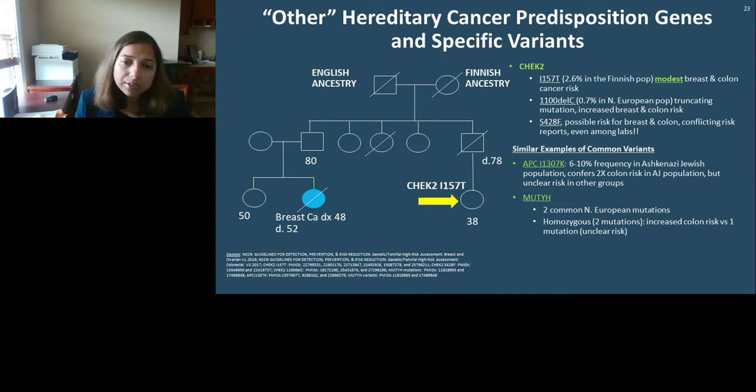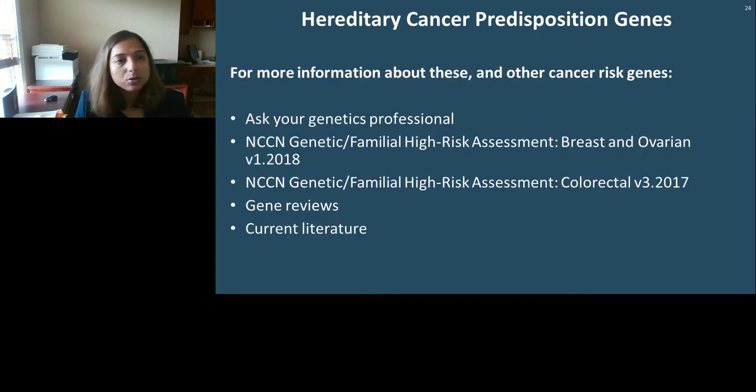CHEK2 is now included in most multi-gene panels, and it gives rise to modest breast and colon cancer risk. There are specific types or locations of mutations where you can define a difference, even within the CHEK2 mutations, in the expressivity of it with the cancers and the likelihood of cancer development. CHEK2 is one of the genes where consideration is being given to polygenic risk scores, which is a topic that really can't be covered in a short talk such as the one we're doing today. And then MUTYH is an autosomal recessive condition with colon polyposis and colon cancer.